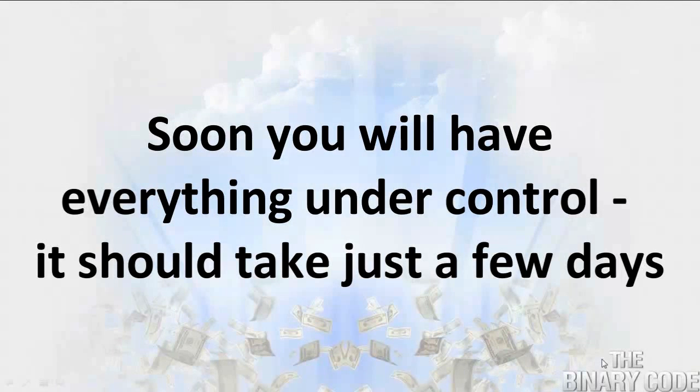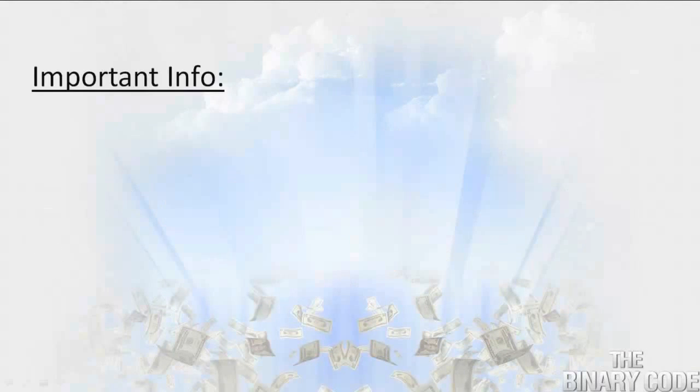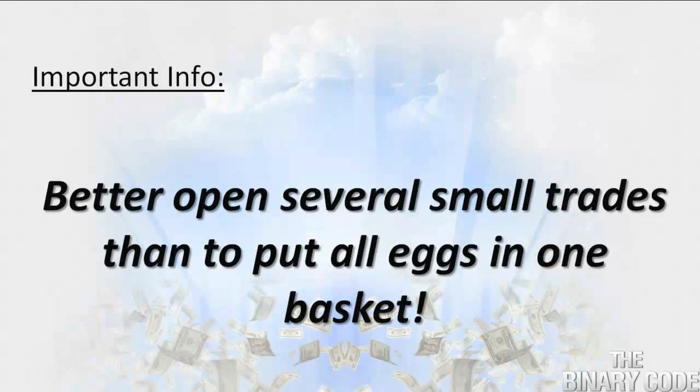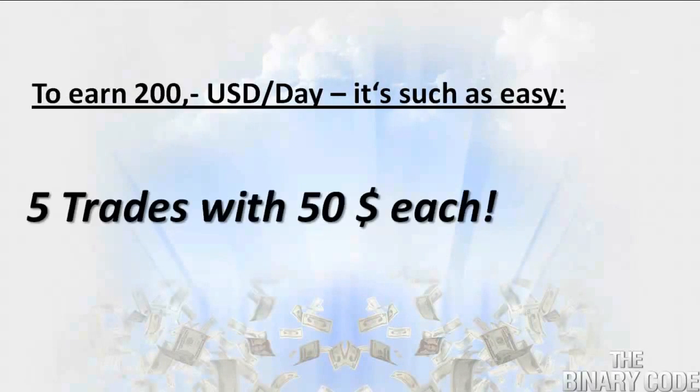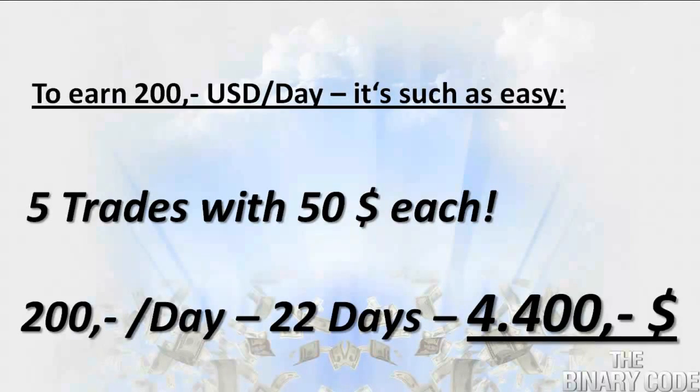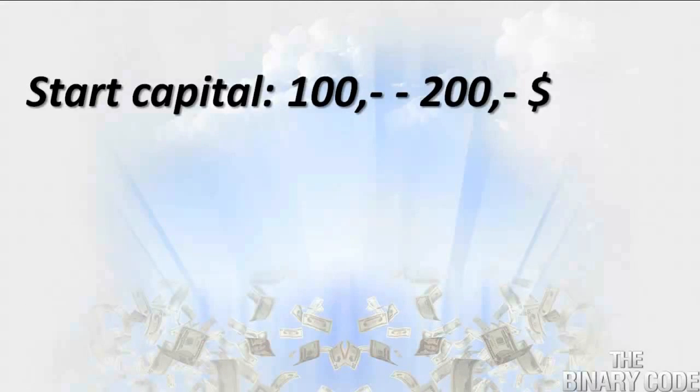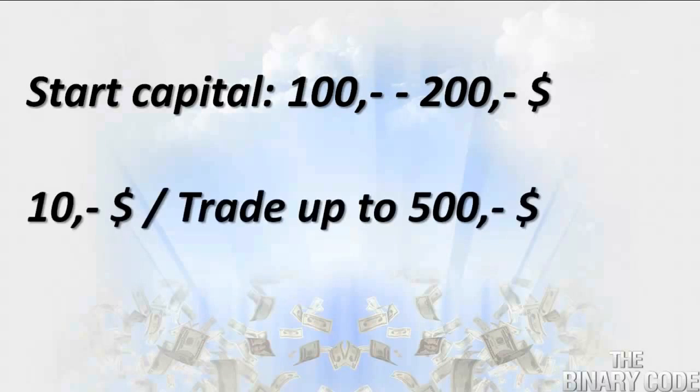Okay, so right now, an important tip on this subject. Look to open many trades with small amounts instead of putting all your eggs in one basket. So that you earn $200 a day, you only need 5 good $50 trades. In 22 trading days, that's $4,400, which you are able to earn every month, part-time work. You can reach there in 4 to 6 weeks with only $100 starting capital. Now, I'm going to show you quickly how you will do it.